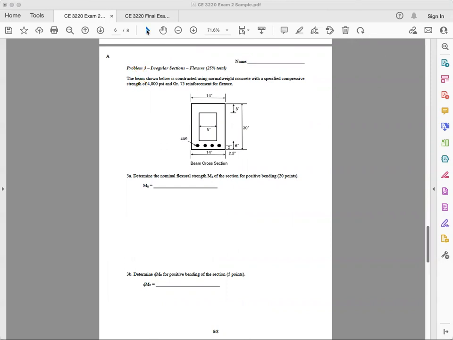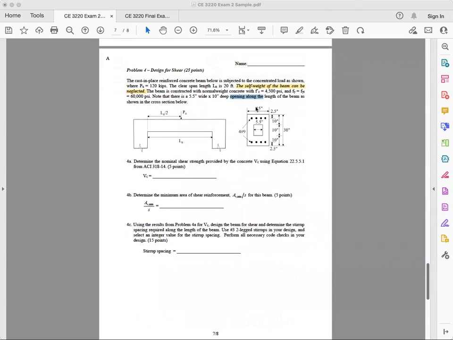Now moving forward, and last problem but not least, the problem is a shear design, and I guarantee you this will be on the exam. Not exactly this configuration, but definitely will be on the exam, okay?